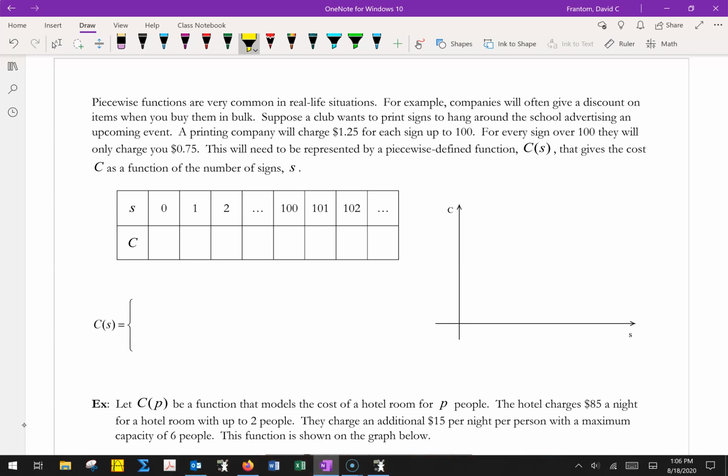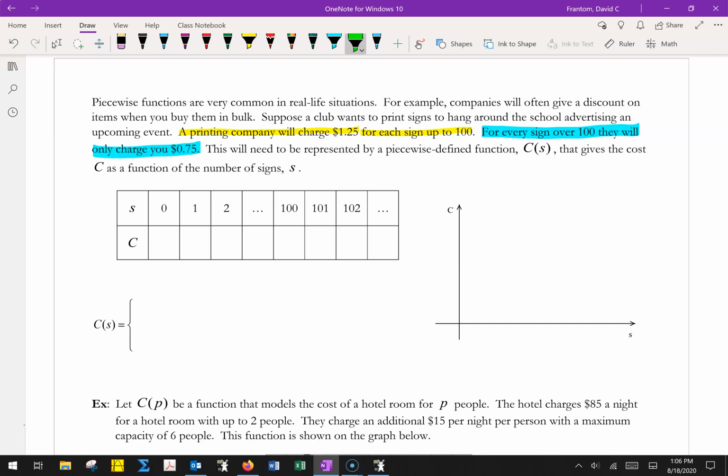And what will happen is a company is going to charge you $1.25 for each of those colored copies up to the first 100. But for every sign over 100, they're going to charge you 75 cents. So if you buy more of them, you get a bulk discount. This is going to be an example that will require a piecewise function.